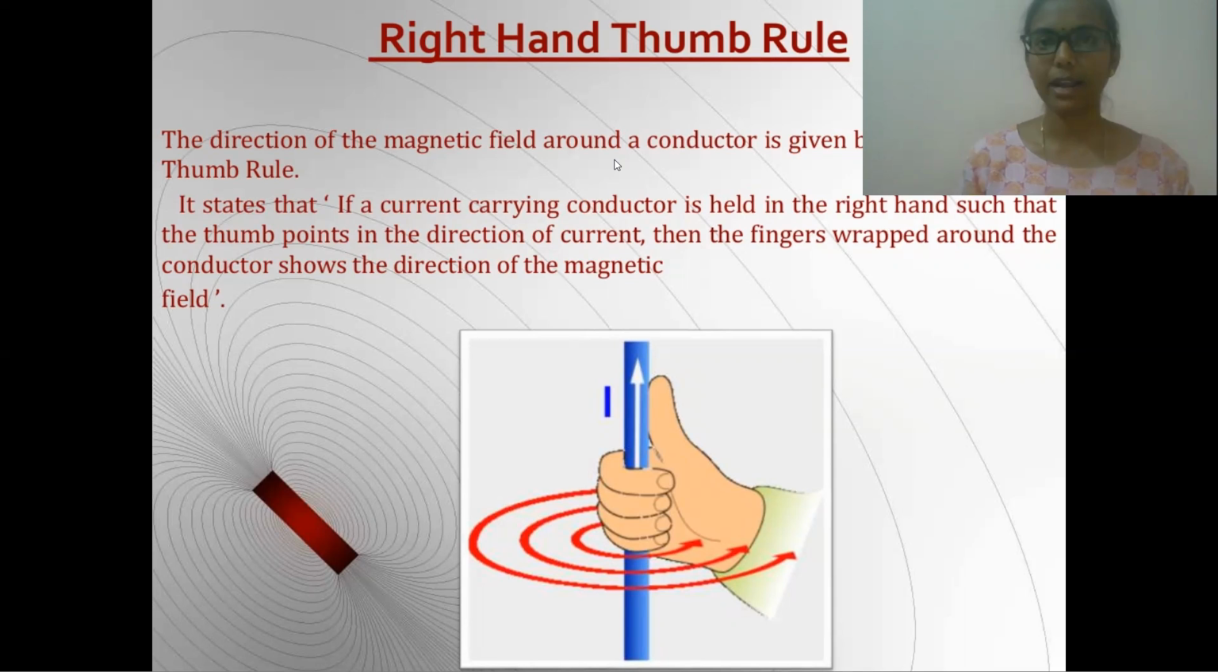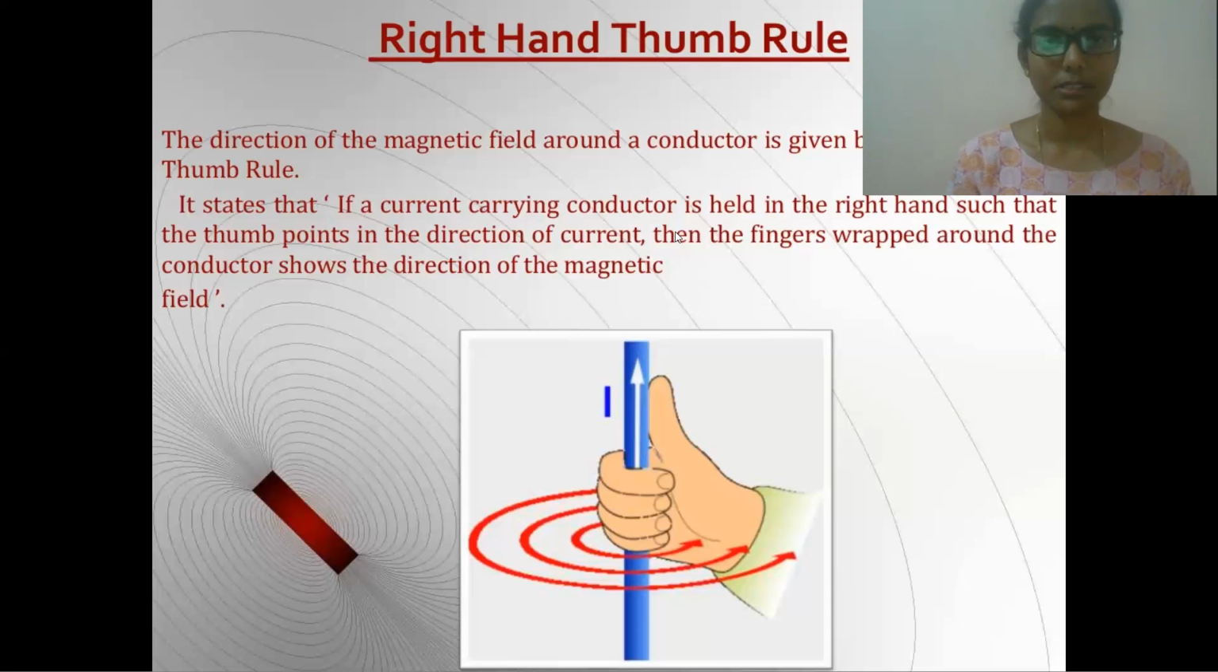That is based on the right hand thumb rule. It is very simple: take a thumb for the direction of current, and the curled fingers give the magnetic field. Rotate to whichever side you want and you can find it out easily. Clear, children? This is about the right hand thumb rule.